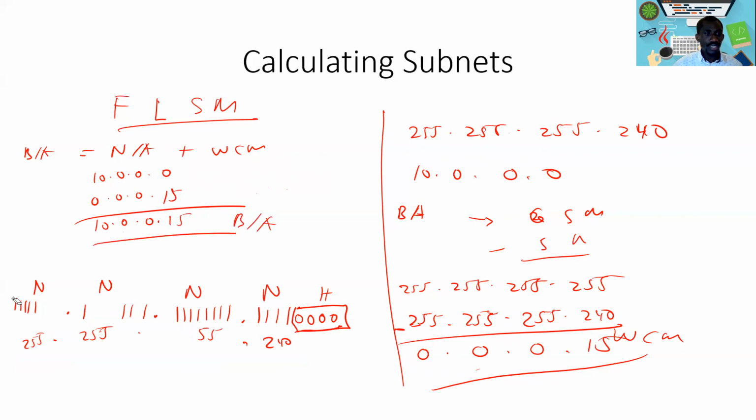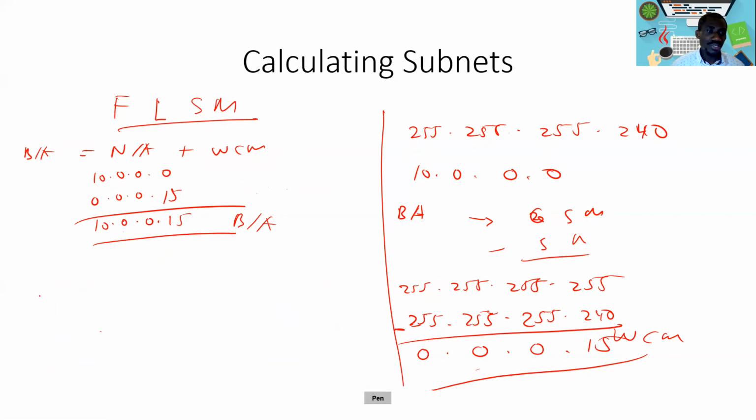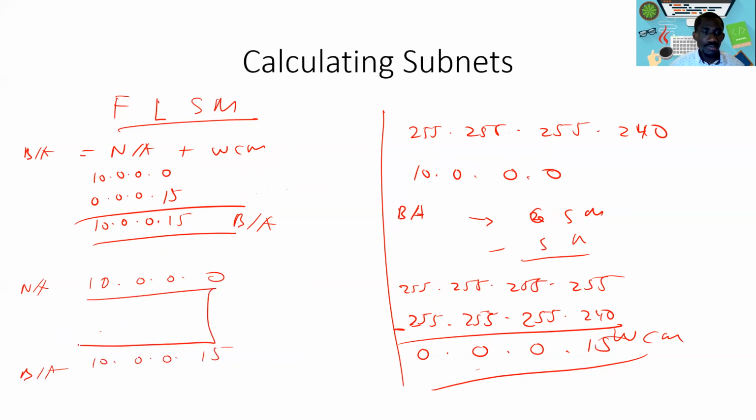Now we know our network address and we also know our broadcast address. In between that, we have our usable range. Our network address is 10.0.0.0. Our broadcast address is 10.0.0.15. And in between them, we have our usable range, that's 10.0.0.1 up to 10.0.0.14. So we have 14 usable IP addresses, one for network and one for broadcast, so 16 IP addresses in total, but 14 for our usable range.